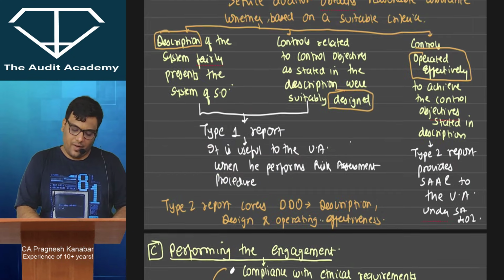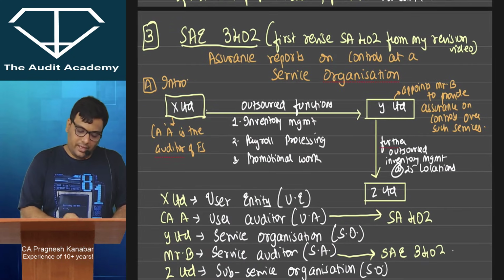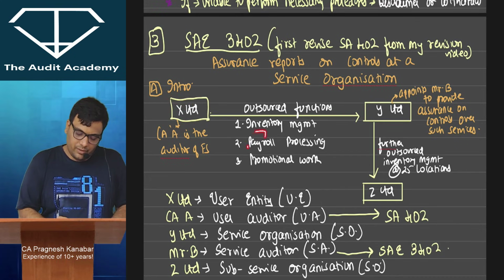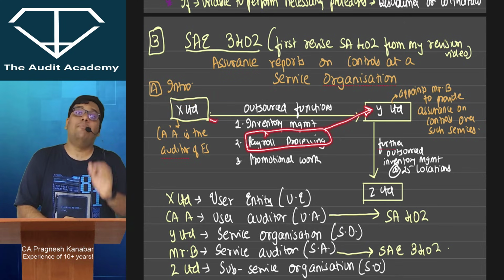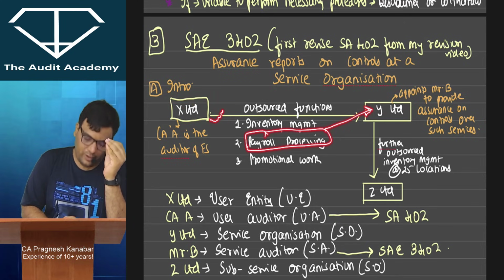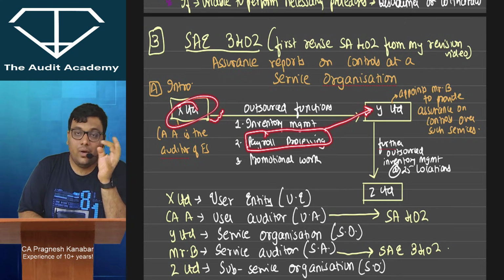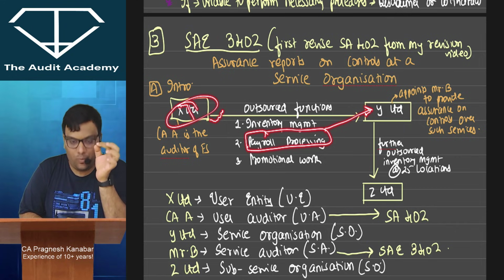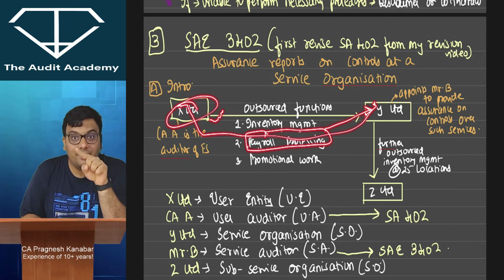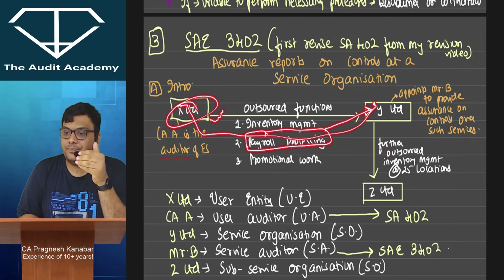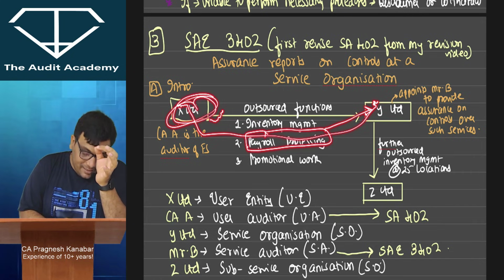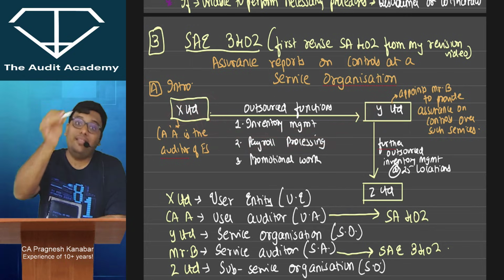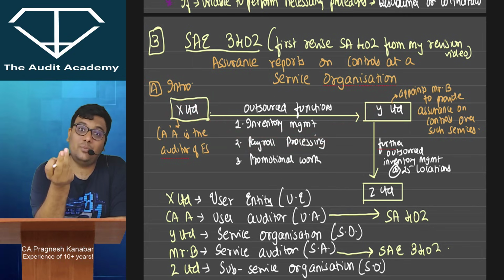Tell me everyone, if X Limited has outsourced payroll processing to Y Limited, so employee data, raw data of employees will come from X Limited. Only if X Limited provides proper data to Y Limited, then Y Limited will be able to process further. Okay. So on the data that X Limited provides, the controls are supposed to be implemented by X Limited and not Y Limited.